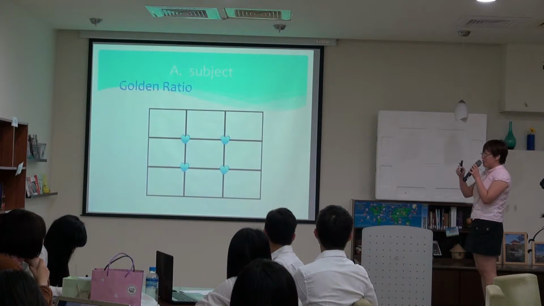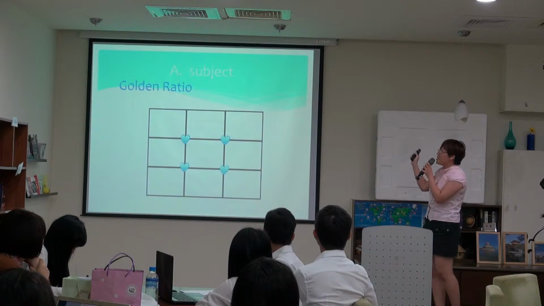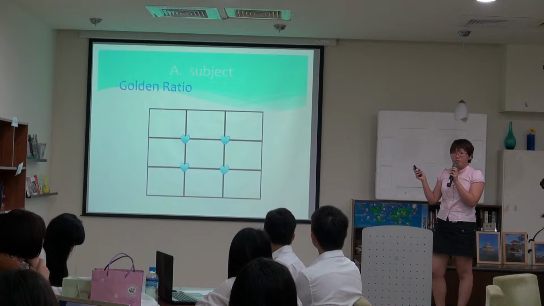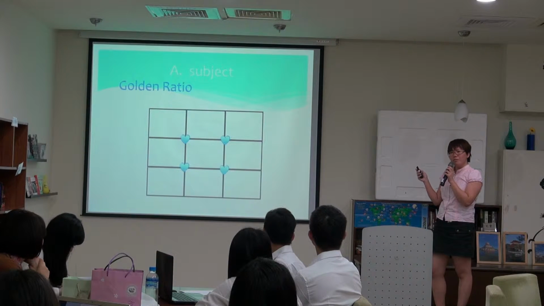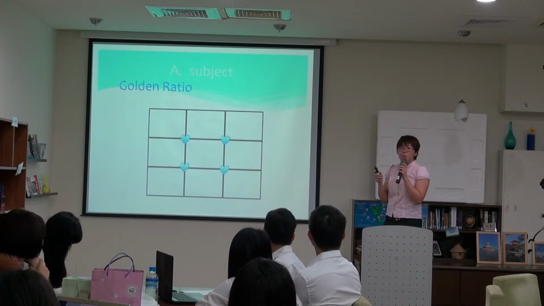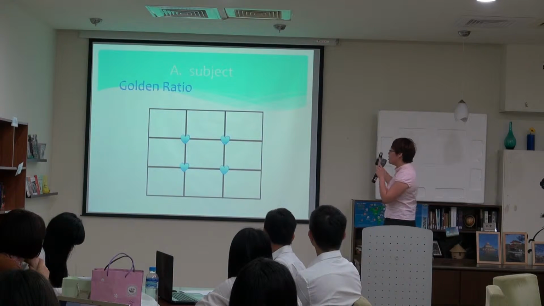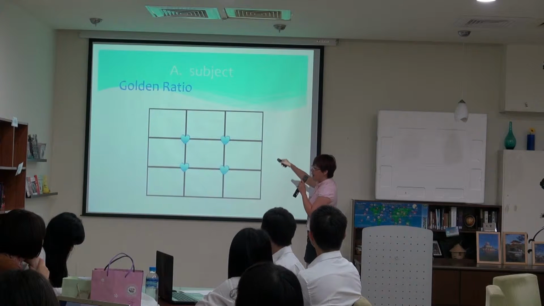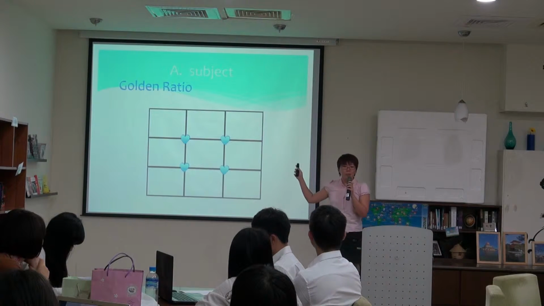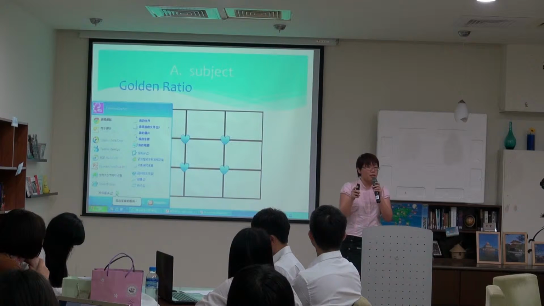Here's still the subject, sorry. The third one, we're talking about the golden ratio. Is that mathematics? No. We're talking about where we put our subject. You see, there are 4 heights, right? That's the best place to place your subject.